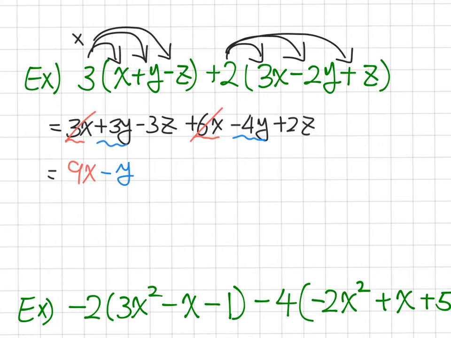Remember, if the coefficient is 1, then we don't have to write it. If the constant is 1, then we have to, though. Okay? And then cross them out. Lastly, we have negative 3z plus 2z. So negative 3 plus 2 is negative 1, so it's just negative z.